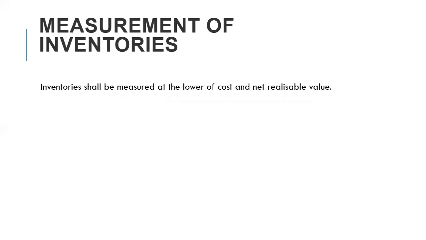Now let's look at measurement of inventory. I've been talking about it. This is actually the key provision of IAS 2. All right, inventories shall be measured at the lower of cost and net realizable value. I've explained what net realizable value is. What is the selling price? Find the cost to complete, find the selling costs, then whatever that gives you is your net realizable value. Compare it with the cost. Whichever one is lower, that is the value of that particular asset.